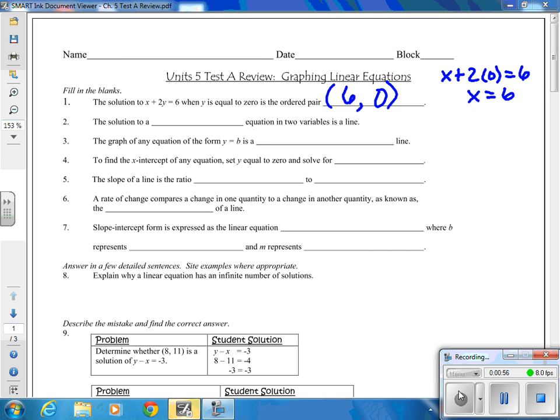For number 2, the solution to a linear equation is a line. Okay, so anytime you see the word line and they're asking you what type of equation, it's linear. For number 3, the graph of any equation of the form y equals b is a blank line. If it starts with a y and doesn't have an x, then it is always going to be a horizontal line, because the only thing it's got is a y-intercept, right?